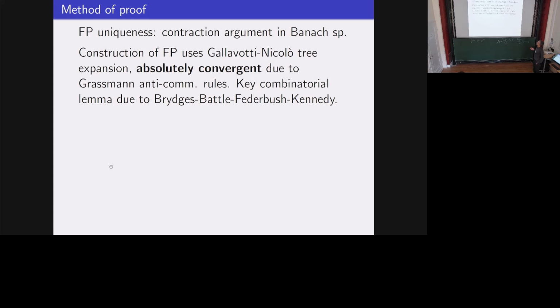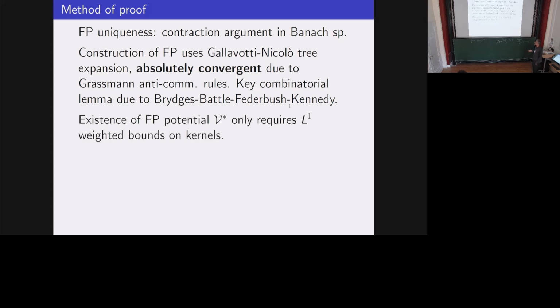Yeah. So okay. Let me maybe mention very vaguely some aspects of the method of proof. So the uniqueness of the fixed point is based on a contraction argument in a Banach space. The explicit construction of the fixed point uses an expansion in tree diagrams, Gallavotti-Nicolò trees. This is absolutely convergent thanks to the Grassmann anti-commutation rules. So the analog would not be convergent for scalar fields. The key combinatorial lemma to prove absolute convergence is due to Brydges, Battle, Federbush, and Kennedy, and dates back to the second half of the 80s.